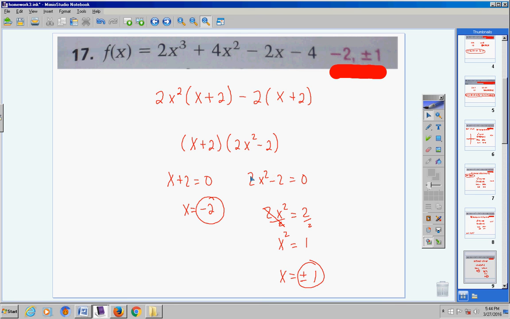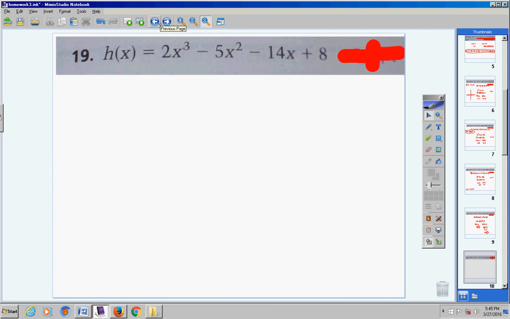Now that was nice. Whenever everything factors down nicely, it makes the problem a lot easier. Number 19. Alright, here we go. This one's not going to factor down. In fact, just trust me, I'm going to save you time on this. If I try to factor this, I would not get matching parentheses. Your parentheses would not match. So we're not going to be able to factor this, unfortunately.